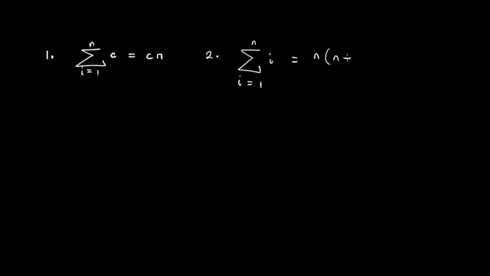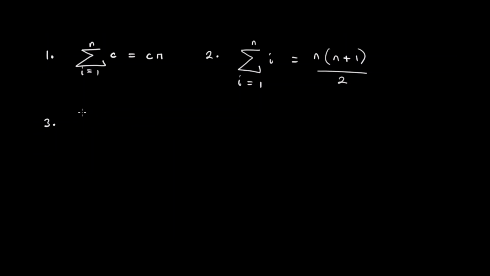So today we learned about formulas. The formulas we learned are these. Number 1, we learned that the summation from I equals 1 up to n of c is equal to cn. That is the first formula we learned. Then as for number 2, we learned that the summation from I equals 1 up to n of I is equal to n(n plus 1) over 2. That was the second formula we learned.